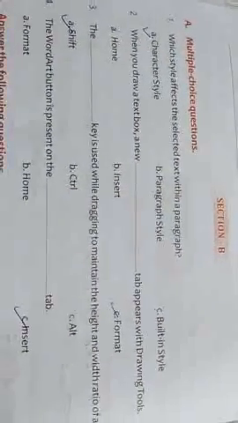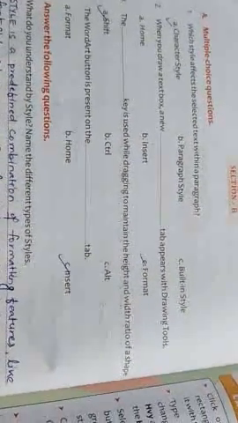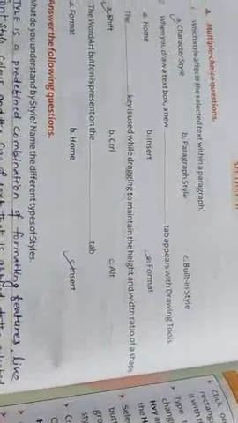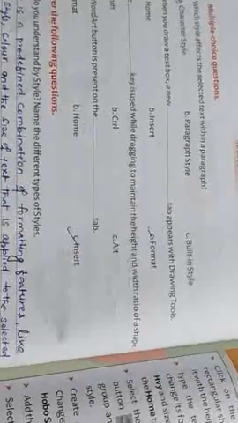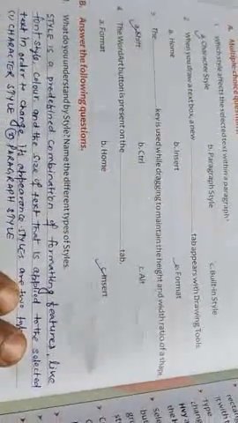MCQ: which style affects the selected text within a paragraph? Character style. When you draw a text box, a Format tab appears with drawing tools. The Shift key is used while dragging to maintain the height and width ratio of a shape. And the WordArt button is present on the Insert tab.